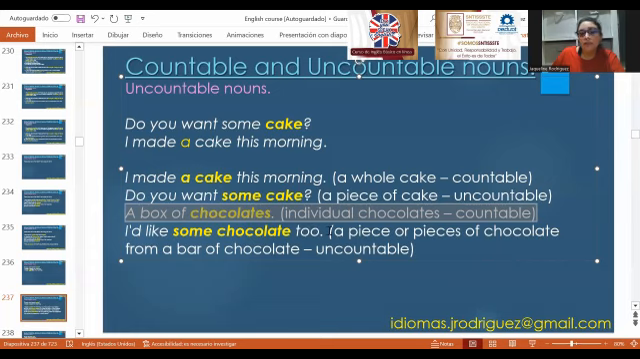Y aquí, I'd like some chocolate too. Si digo, me gustaría o quisiera también algo de chocolate, me puedo estar refiriendo a una pieza, a varias piezas, a una barra de chocolate, ¿ok? Si solo digo some, la cantidad es indefinida. Igual, some cake, cantidad indefinida. A cake, una. ¿Ok? That's the difference. A veces, según la presentación de algo, puede ser un countable noun o un uncountable noun. ¿Va? Para que no se vayan a ir con la idea de que solo puede ser de una forma. No.